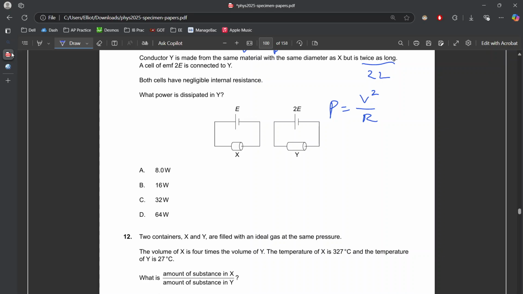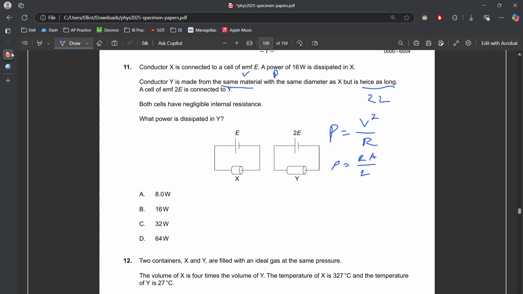So we have this relationship that says resistivity is equal to resistance times cross-sectional area divided by length. Well, we know that it's the same material, so they have to have identical resistivities, all right? So they have to have the same resistivity, right? But they're going to have variable resistances because they have different areas and lengths, right? Or technically the area is the same because it has the same diameter, but the length is different, right?